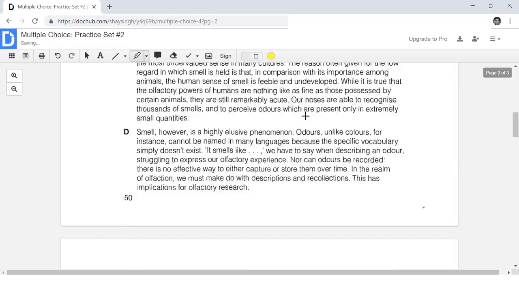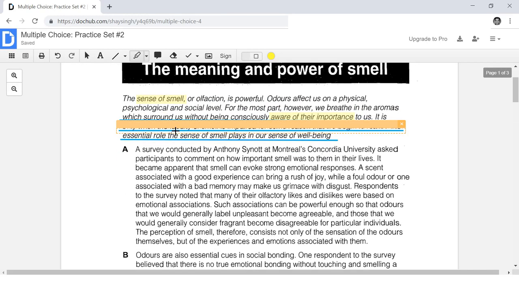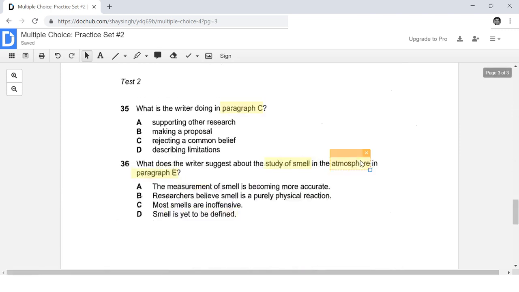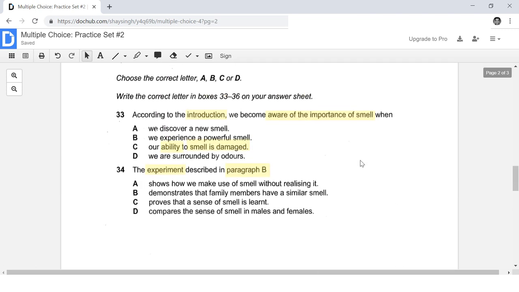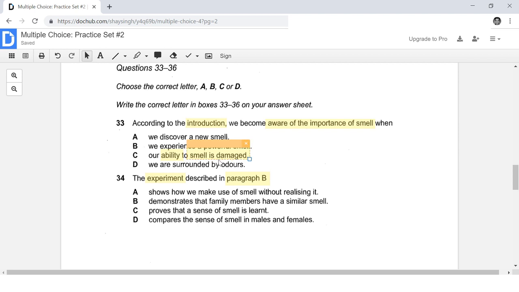So if you come up here, you might remember that here it says that we become aware of the importance of smell only when the faculty of smell is impaired. Impaired means to not function anymore or to not function correctly anymore. So here it says the sense of smell is damaged, meaning that it doesn't work properly because it has been impaired. So let's mark this answer. It's going to be C.